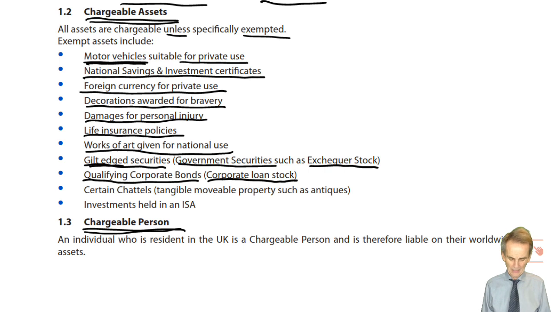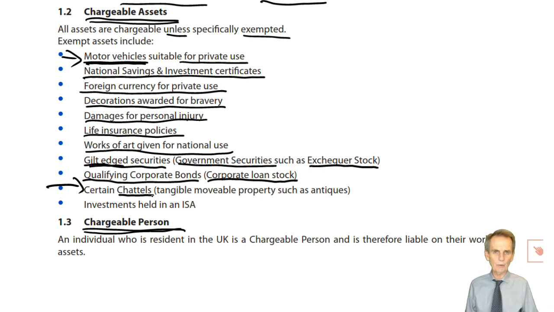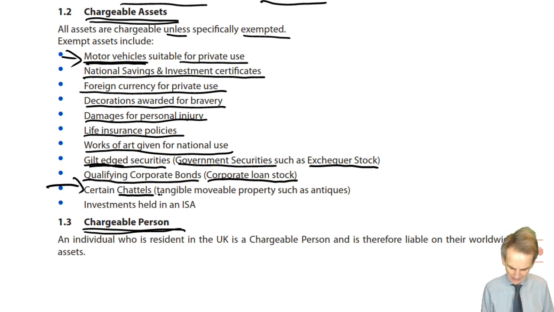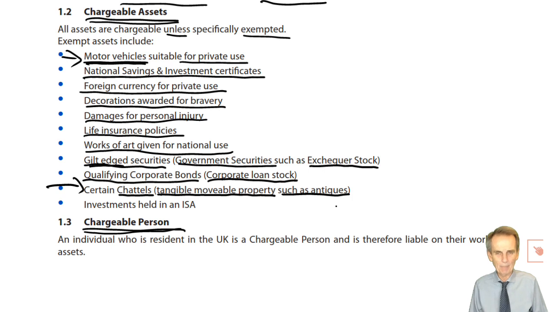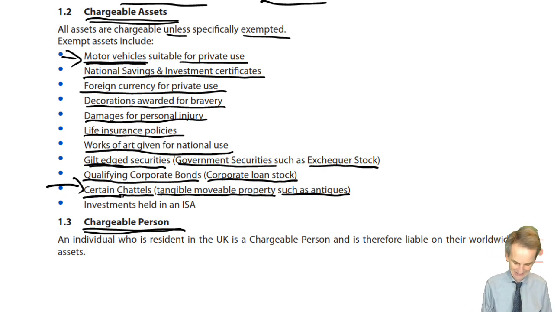Really important one, so far as our exam is concerned, the one most tested other than motor vehicles: certain chattels. Now there's a very old-fashioned word indeed, chattels. Tangible, movable property, such as antiques. So you've got various family heirlooms, some antiques. Those are going to be exempt in certain circumstances. Certain chattels in certain circumstances. Now again, we've got a separate note on this later in the chapter where we'll identify what those certain chattels are and what those certain circumstances are going to be.